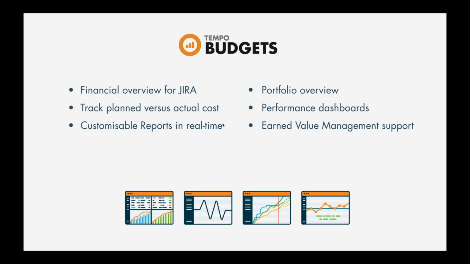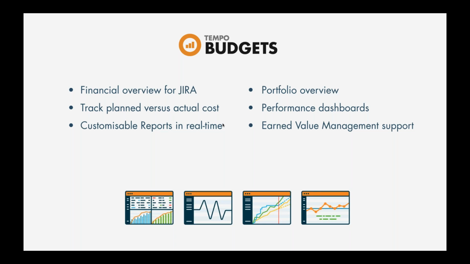So what is Tempo Budgets overall? It delivers the financial overview for Jira, and you are able to track planned versus actual costs, and also planned versus actual revenue. So these are the most important things. And from your revenue and your cost, you can also track the profitability of your projects or customers or service contracts or whatever it is.